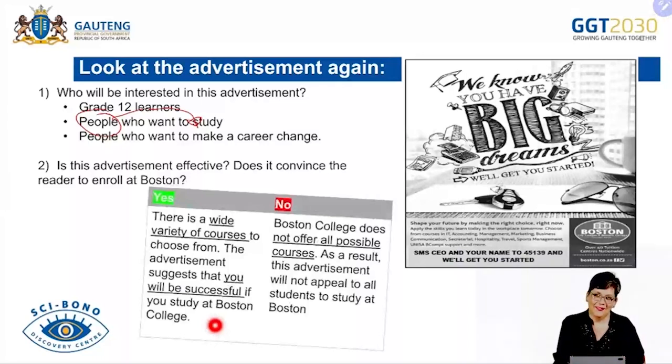But I can always say no. No, this doesn't appeal to me. And what is the basic reason I can say? Not all the courses that are listed there interest me. Maybe I'm interested in something completely different that Boston is not offering me. In that way, I'm not interested in this.